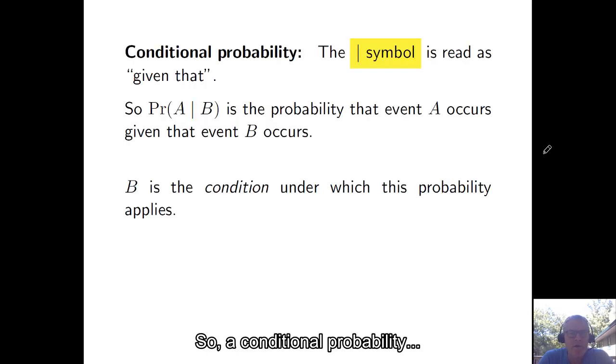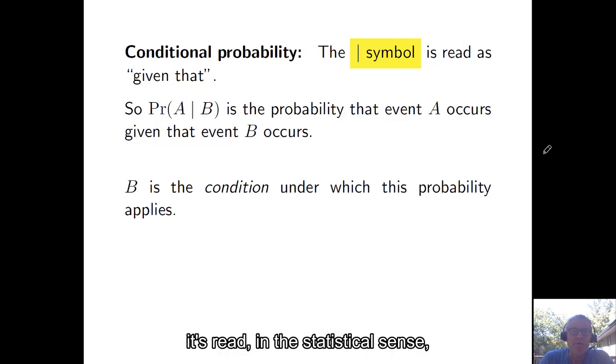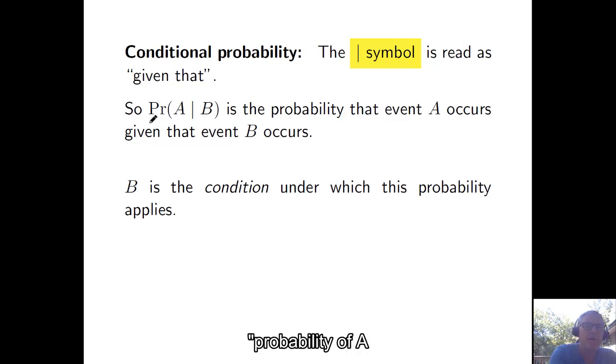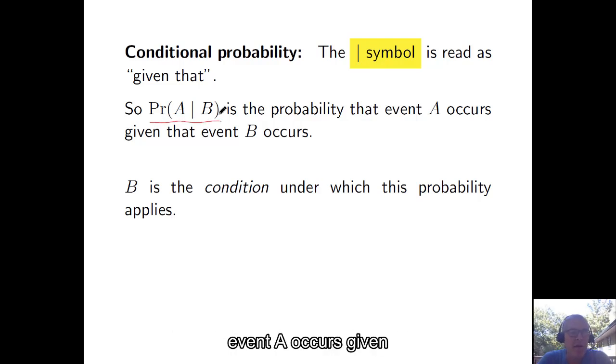So, a conditional probability. When you see this vertical bar called a pipe symbol, it's read in the statistical sense as "given that." So if you see the probability of A pipe B, that means the probability that event A occurs given that event B occurs on the same trial.